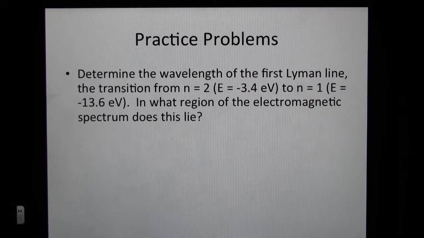Now that we've learned some of the fundamental principles of the Bohr model and energy level transitions for electrons in atoms, let's try a few practice problems. Determine the wavelength of the first line, which is the transition from the second energy level, n equals 2, to the ground state, n equals 1, for hydrogen. And also, determine which region of the electromagnetic spectrum this type of wave is. Pause the video for time to work on the solution.